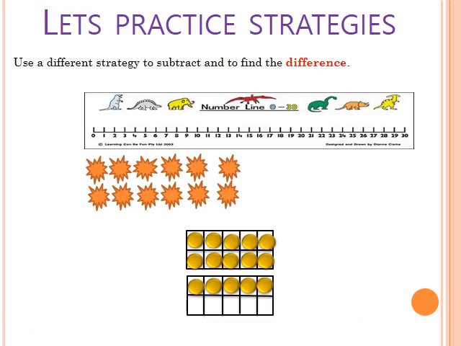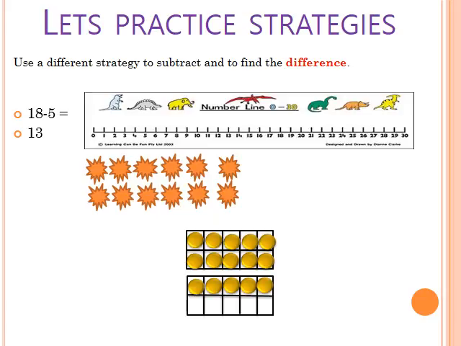Now, let's use a different strategy, subtract, and find the difference. Here we have 10 frames. Here we have a number line, and we have a picture. So our problem is 18 minus 5. 18, take away 5, and you've got 13. Number lines work. See, the larger numbers can be useful.